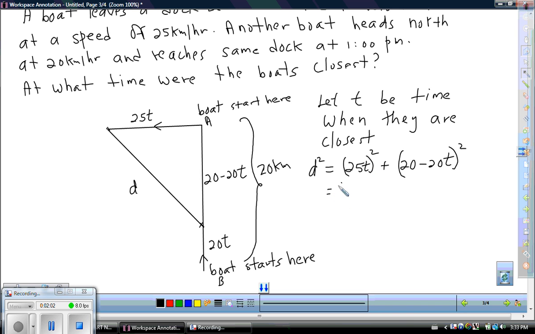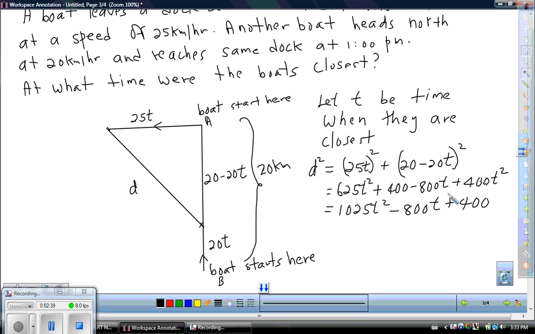Which gives me 625t squared plus 400, and I foil this, minus 800t plus 400t squared, which is, when I collect my like terms, 1025t squared minus 800t plus 400.